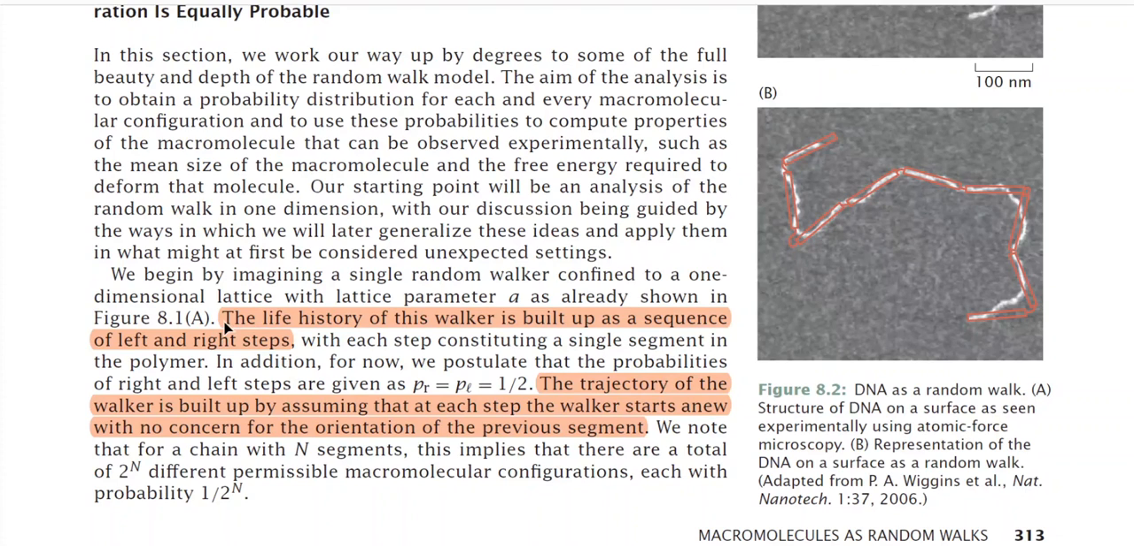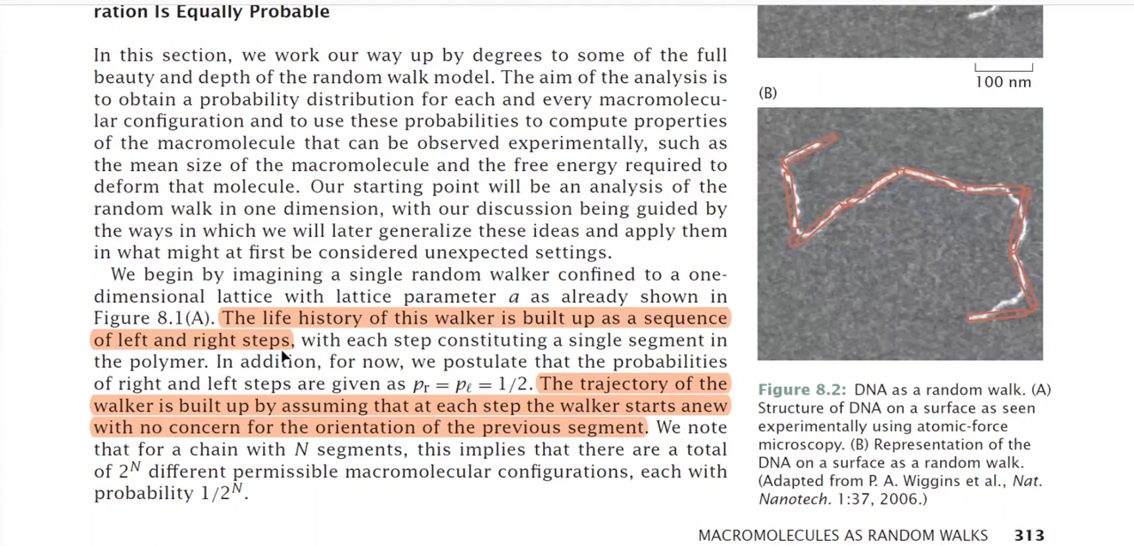So I have already shown you the distribution in the one dimensional case, and lattice parameter a means that each of the segments is of length a and it is rigid. The life history of this walker is built up as a sequence of left and right steps.